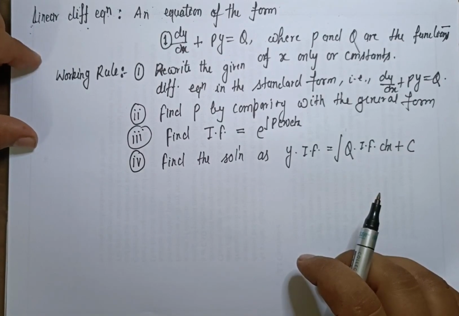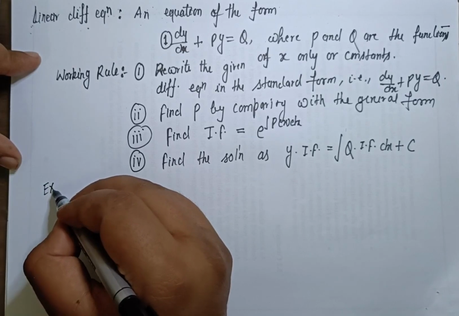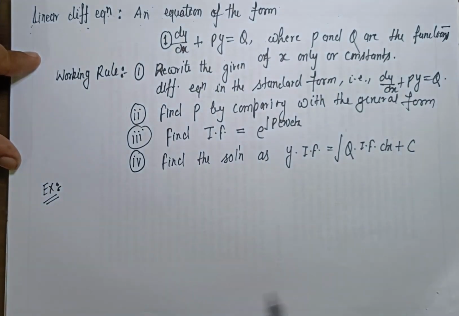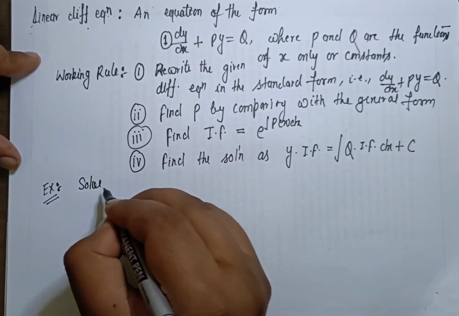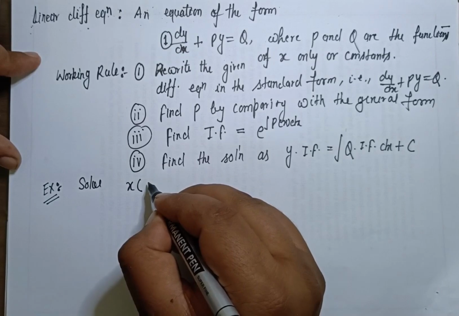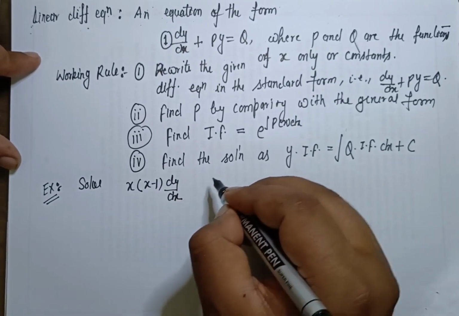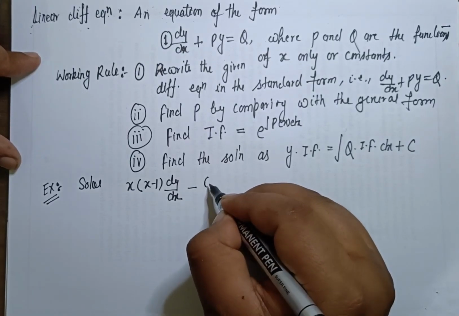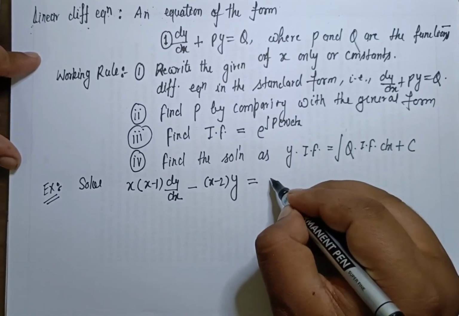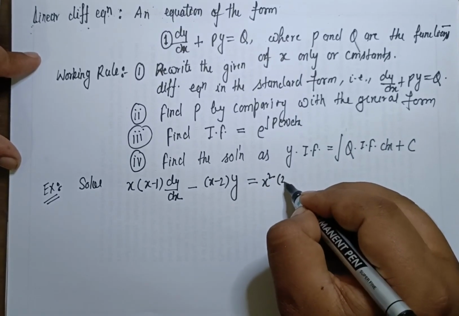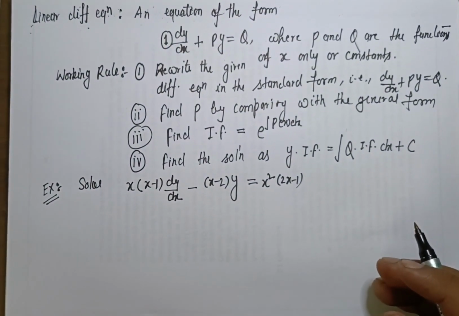Now let's try to find the solution for an example. Solve (x minus 1) dy by dx minus (x minus 2) y equals x square (2x minus 1). We need to find the solution of this differential equation.